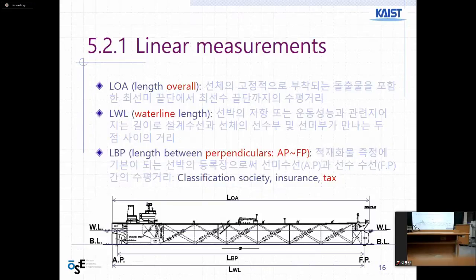A transverse frame is similar to a rib. How many big ribs and small ribs are constructed per ship is decided by designers for structural reasons, strength. So that's why this is important. Also, each part or compartment or hold is divided based on these frames. How many ribs, right? Very similar to a building.